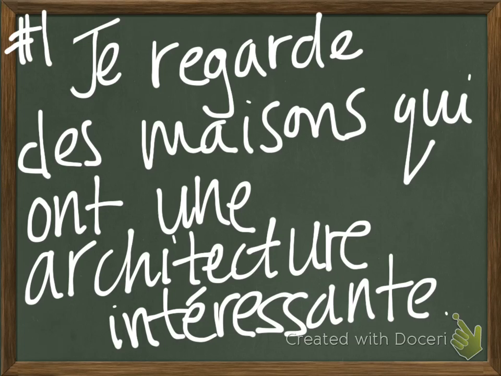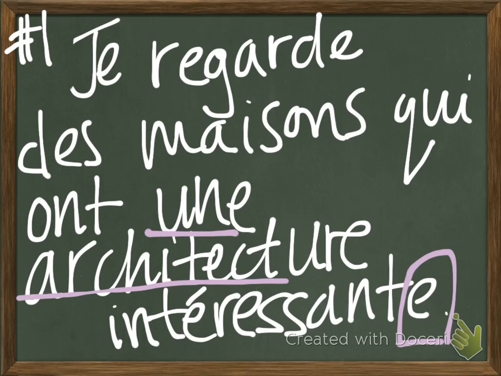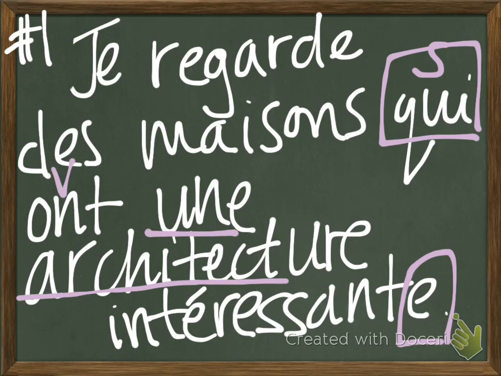Je regarde des maisons qui ont une architecture intéressante. So while we're at it, just a quick reminder, une architecture is feminine, so then we make that agree with intéressante. Just a side note, so we're always remembering, but qui is what we're focusing on. Qui is now your subject, ont is your verb that comes after it. After qui, which can mean who, that, or which, we always have a verb.